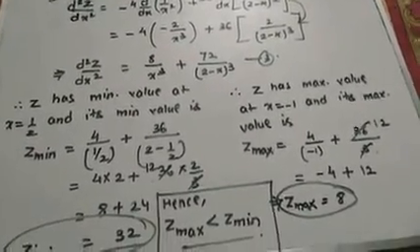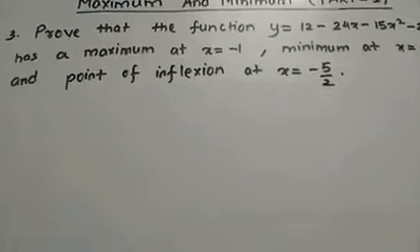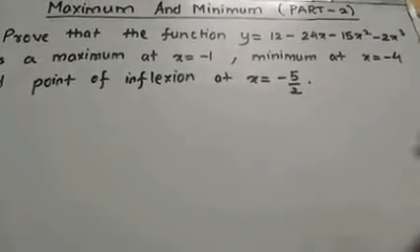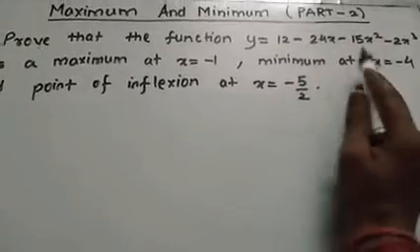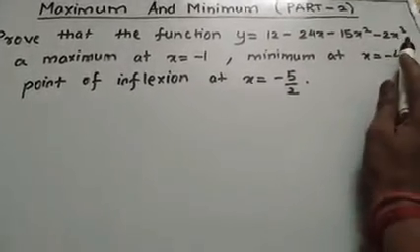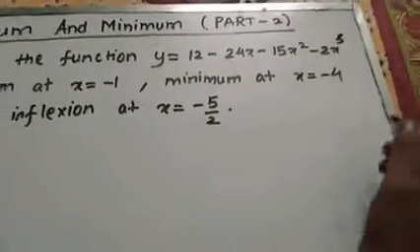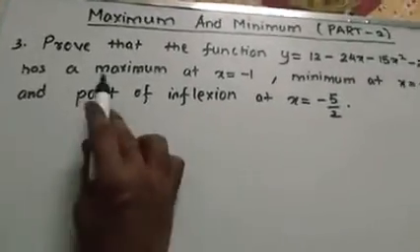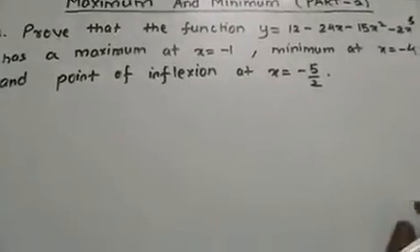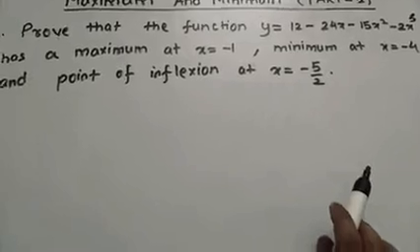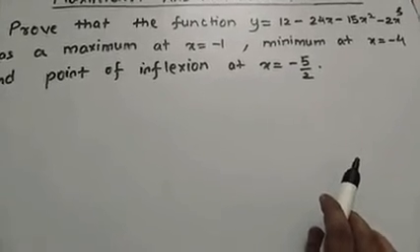So now let us proceed to the next question. Question number 3 is: prove that the function y = 12 - 24x - 15x² - 2x³ (that was the cube) has a maximum value at x = -1, a minimum value at x = -4, and the point of inflection is at x = -5/2.